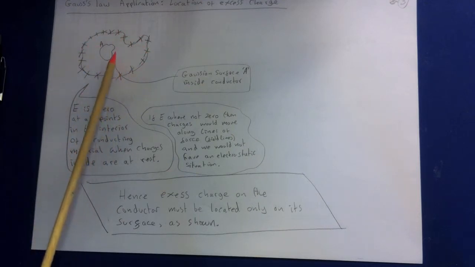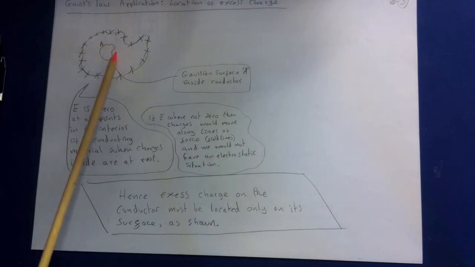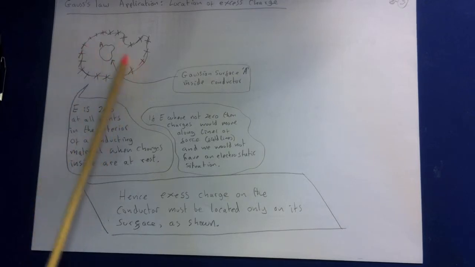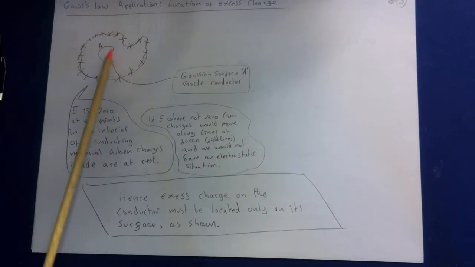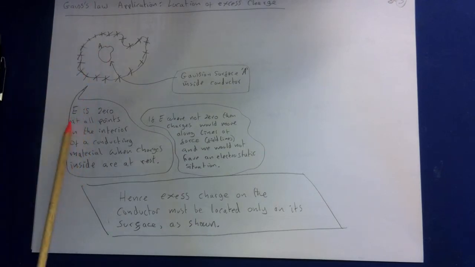So if you construct an imaginary surface inside the conductor, you know that that surface is not going to have any field on it. Okay, so then you know that every point within the conductor has zero charge in it. So basically, what I've written on this diagram here is E is zero at all points in the interior of a conducting material when charges inside are at rest.